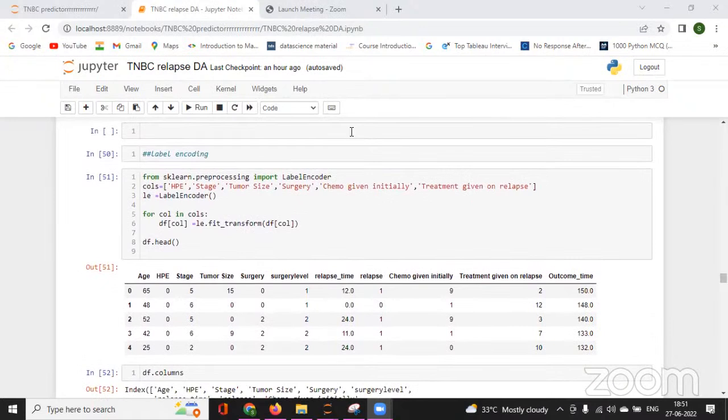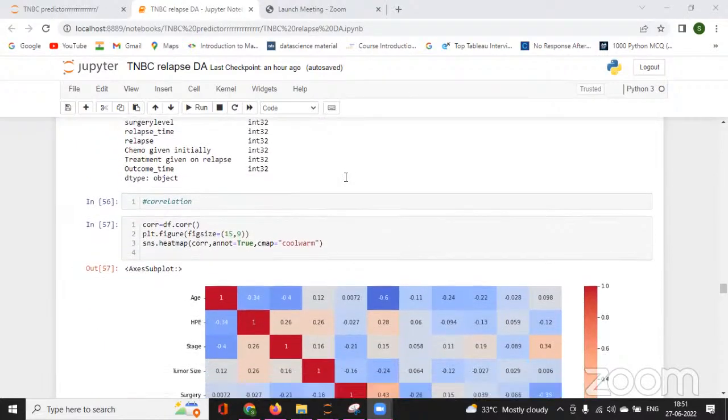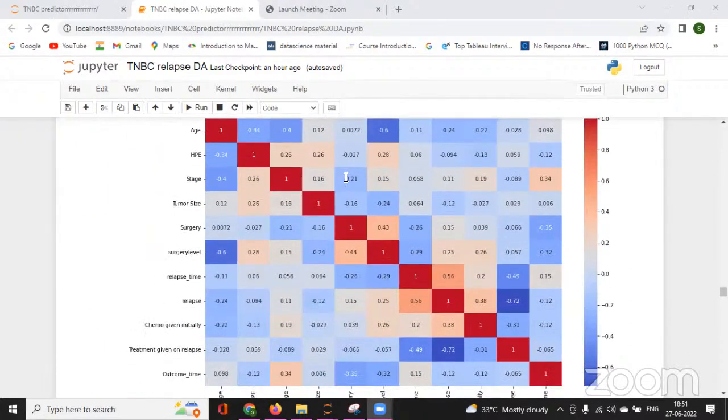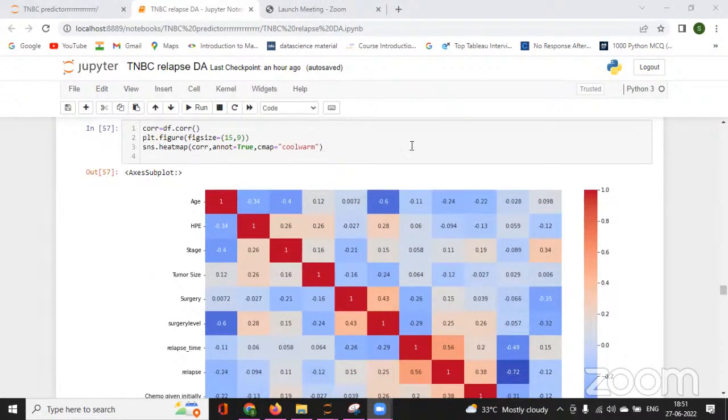Whichever columns are categorical, I'm converting into numerical so that I can feed them to the model. Right after doing the heat map, you actually don't need to do this heat map since we have already done it. Anyway, these are numbers only, so even if you do the heat map, it doesn't make any sense.